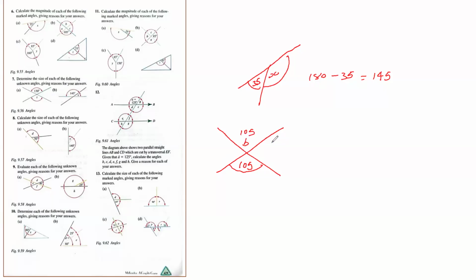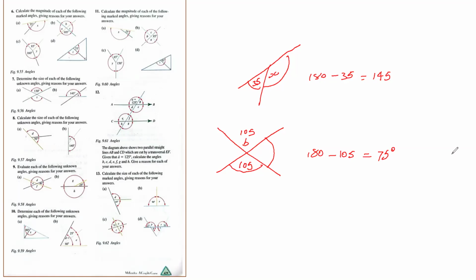How much is C? 75 degrees, sir. Everybody agree with Kiara? Yes, because this is a straight line, so it's 180 minus 105, which is 75 degrees. Anybody lost?